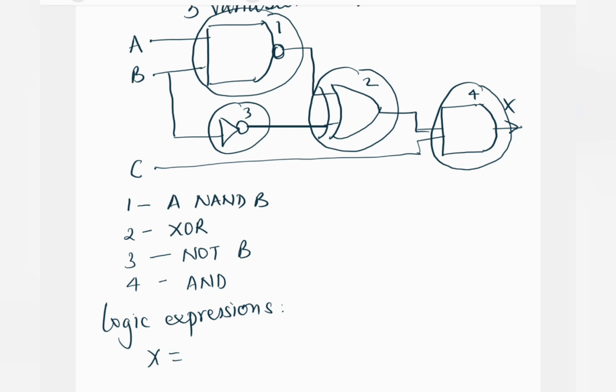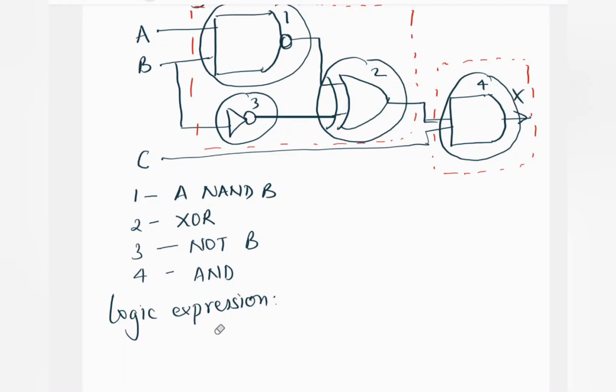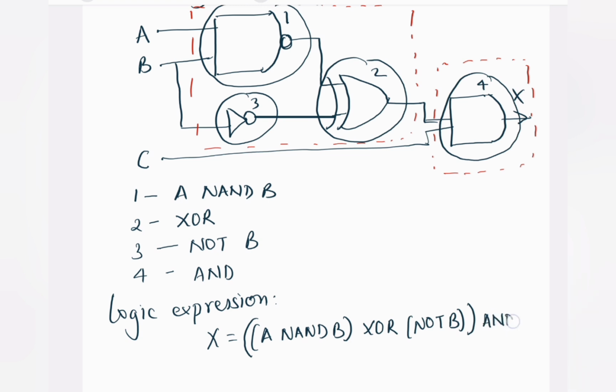X is equal to, we are going to be very careful with brackets, because if you look at the circuit diagram, this is one whole set, or part 1, which is combined with the second one. So accordingly you have to put the brackets. So there are two parts to it, and we'll put the brackets accordingly. So this whole expression becomes X is equal to A NAND B XOR, exclusive OR, NOT B. Since this is part 1, we'll put this all together in one bracket and combine it with AND C.